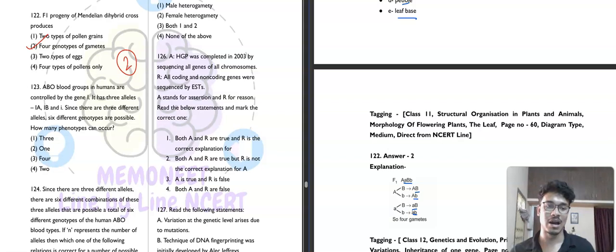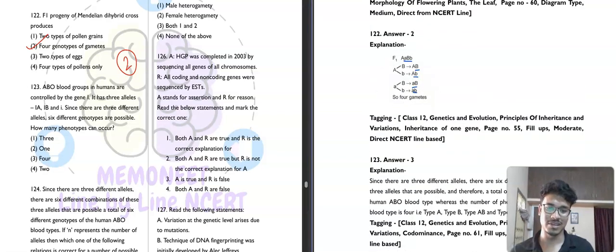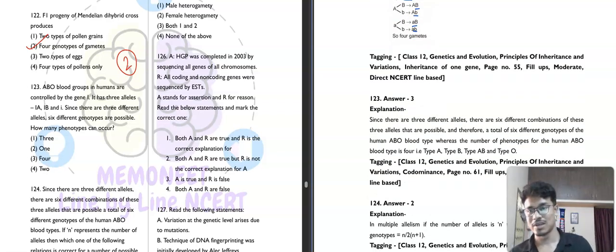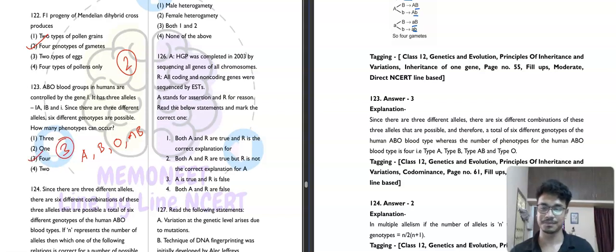Then question number 123. This question is also very easy. It has come many times in entrance exams. ABO blood groups in humans are controlled by gene I. It has 3 alleles, IA, IB, and i. Since there are 3 different alleles, 6 different genotypes are possible. How many phenotypes can you see? You know that there are 4 phenotypes: blood group A, blood group B, blood group O, and blood group AB, showing codominance. So 4. The third option will be your correct answer.